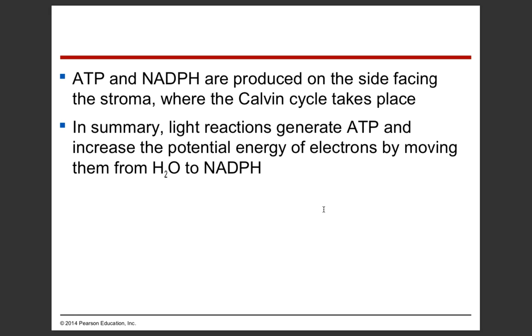Okay, so in summary, the light reactions generate ATP and increase the potential energy of electrons by moving them from water to NADPH. Remember that we split that water. We took those hydrogens in the form of electrons, and then we slapped them onto NADP plus to create NADPH. And what do we do with that oxygen? We released it through the stomata for us to breathe.